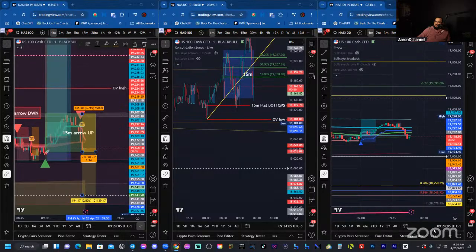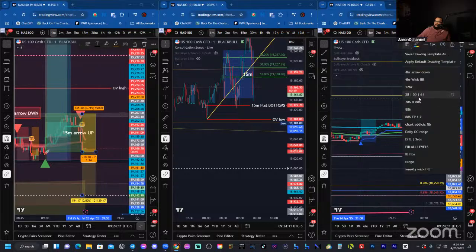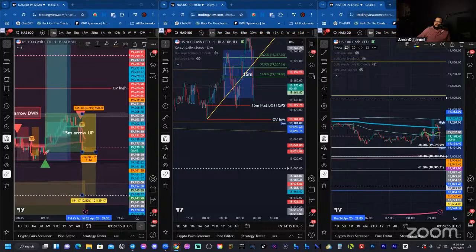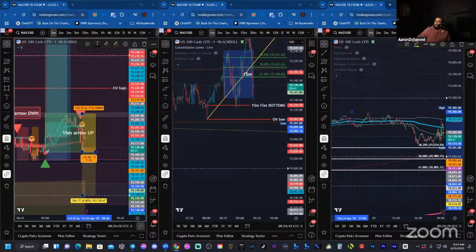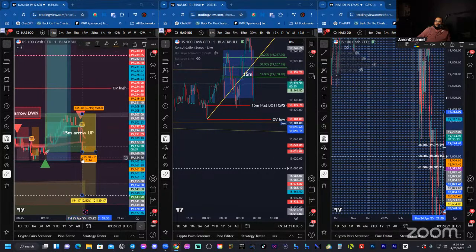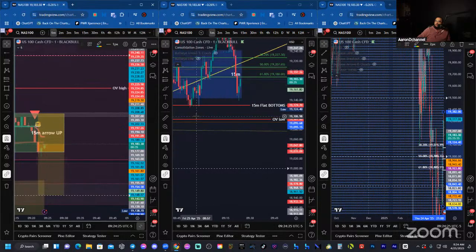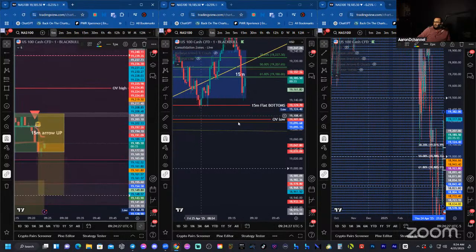Interesting. Okay, let's see. I'm going to see right here. Turn these off. Getting a pretty decent reaction off of the weekly wick field level right there. The bottom of the 15-minute range again. Let's see what happens.